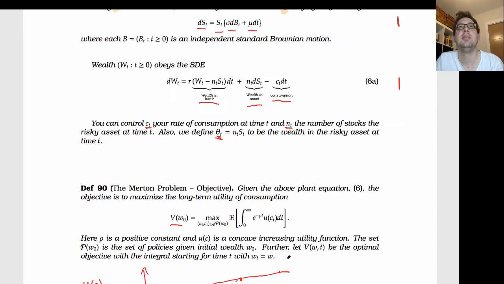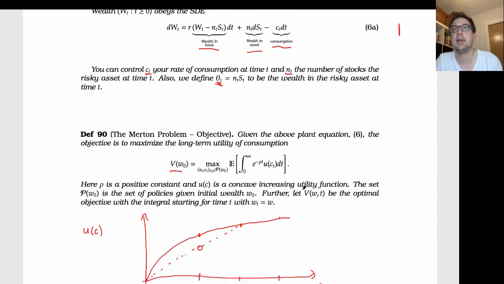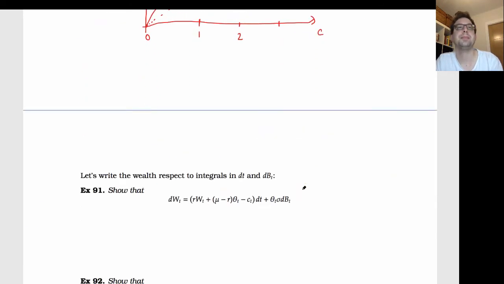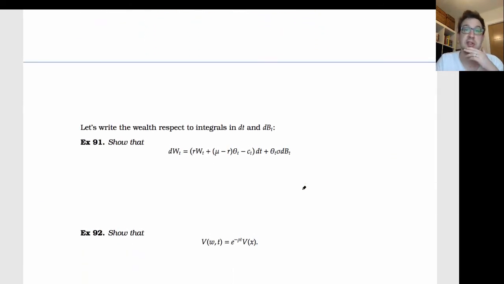We've got some stock price going according to some geometric Brownian motion. We've invested some of our wealth in that stock, and some of the wealth in the bank account, and we can control how much money we put in the bank and how much money we put in the stock. And further, how much money we can consume. Our objective is to essentially maximize long-term, or expected long-term, consumption. All right, so now we're going to go about trying to solve this.